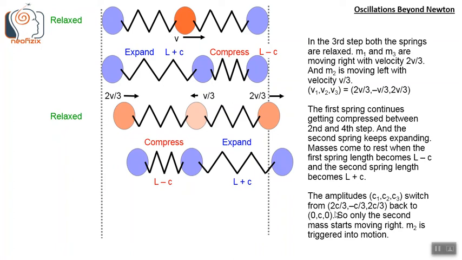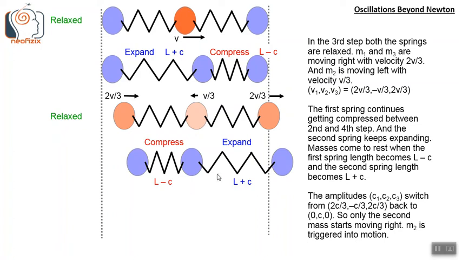So it will keep switching between these two sets of values, 0, C, 0 to 2C by 3, minus C by 3, 2C by 3, and then again back to 0, C, 0. So now it has switched in the fourth step, from 2C by 3, minus C by 3, 2C by 3 back to 0, C, 0. So in this case, only the second mass M2 gets triggered into motion, and M1 and M3 remain at rest. So only M2 is moving in step 4.